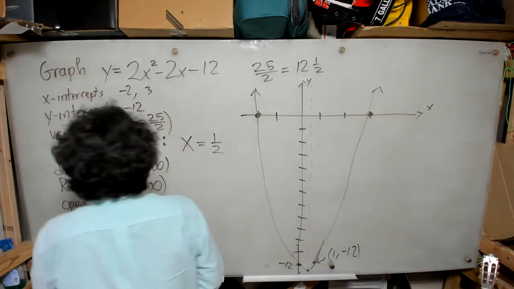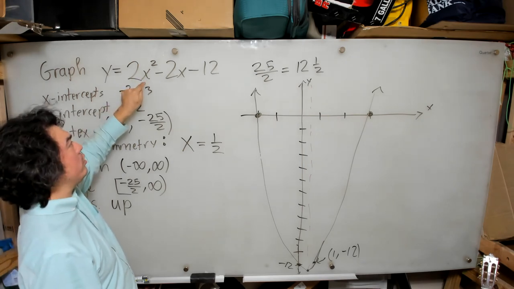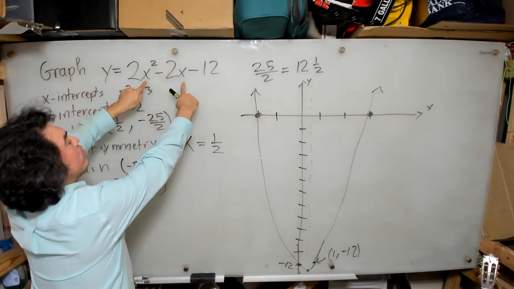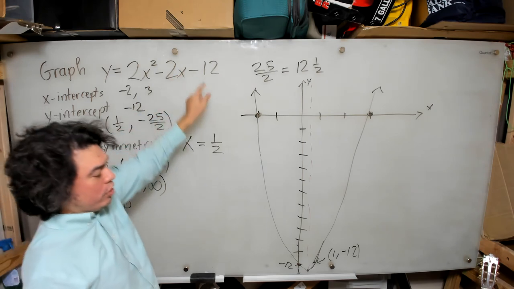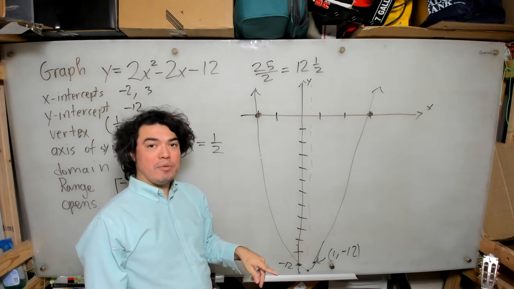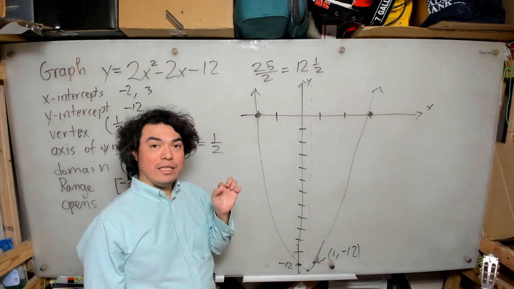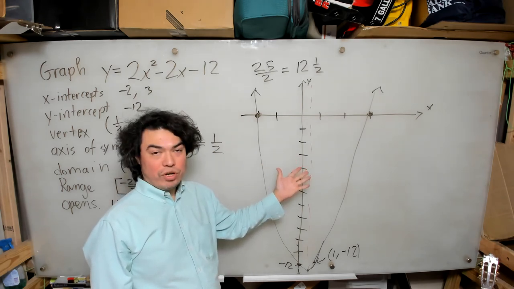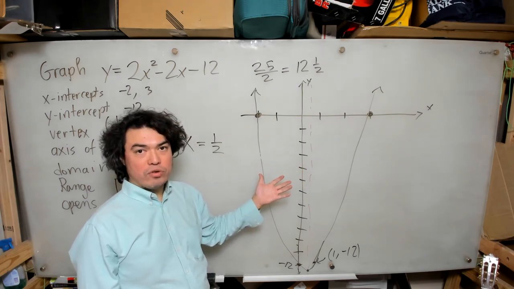So let's look at that here. If I take x equals 1, 1 squared is 1, so 2 times 1 is 2, so 2 minus 2 is 0, minus 12 is negative 12. So we just verified that point is in fact on the graph. We didn't calculate it explicitly ahead of time as we did for the other points that I listed on the graph, but we were able to get that point because we exploited the symmetry property of the parabola. The parabola, of course, being the name of all the graphs of quadratics.